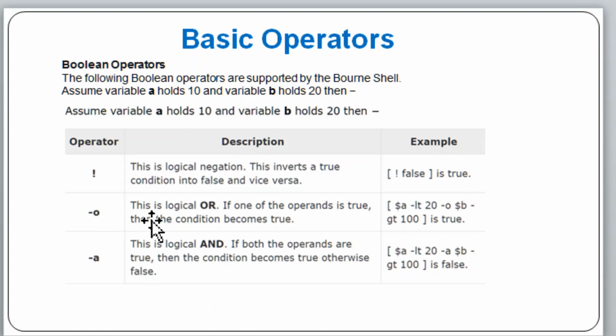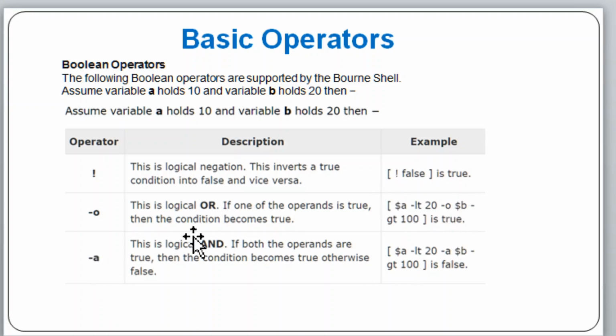We have dash O. This is the logical OR. So if one of the operands is true, then the condition becomes true. So if A is less than 20 or B is greater than 100, then it's true. Is A less than 20? Yes. Is B greater than 100? No. But A was true, so the whole statement's true.